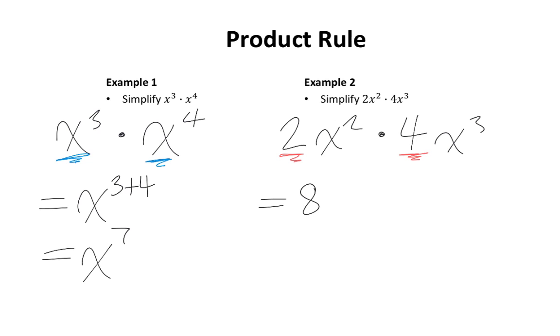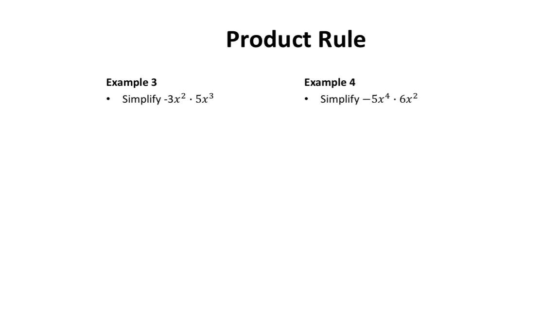Next, we have x to the power of 2 multiplied by x to the power of 3. Again, when you're multiplying exponents with the same base, all you do is add the exponents. So that's x to the power of 2 plus 3, which is the exact same thing as x to the power of 5. In our third example, we want to simplify negative 3x to the power of 2 multiplied by 5x to the power of 3.